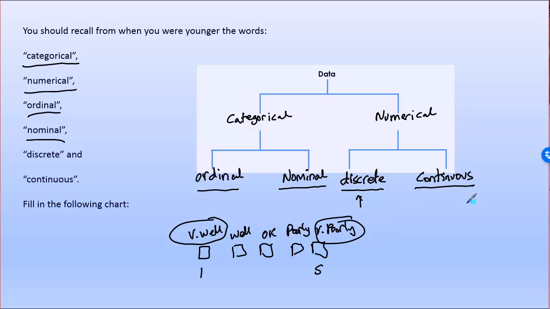Continuous tends to be things that we measure, such as length or time, and these can be measured to any number of decimal places. So discrete tends to be things that you count, like the number of students in your class or the number of passengers in your car. Continuous is things that we measure. Shoe size is an odd one because it can only take certain values, so it's discrete. However, the length of your foot is something you measure, and that would be continuous.